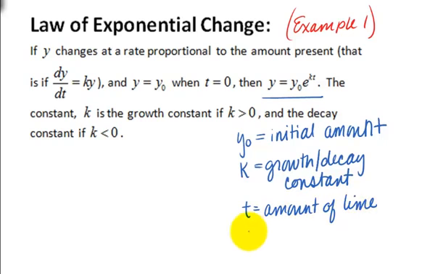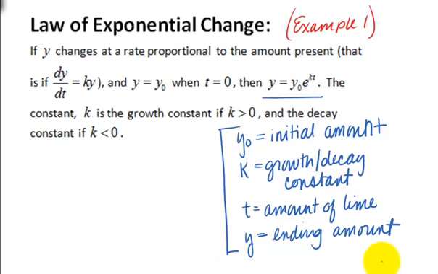All right, and then finally, your Y is your ending amount, the amount you end up with after your given starting amount has gone through a certain amount of time. So this is the amount you end up with, or your ending amount. All right, make sure you're clear on what these variables mean. We're going to go ahead and work through an example using these variables.